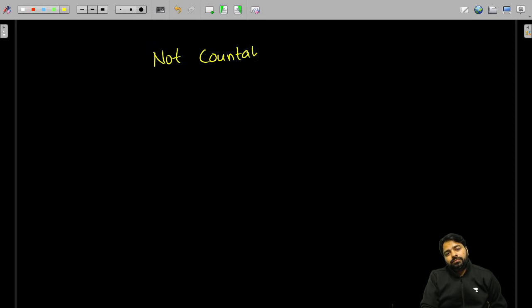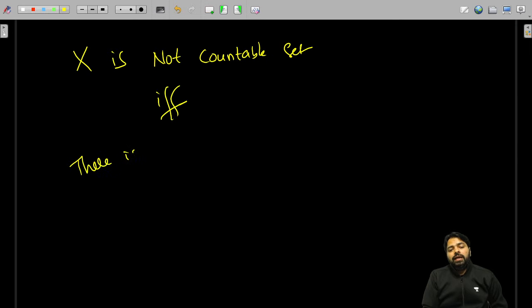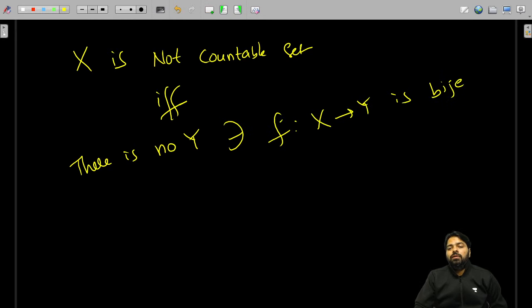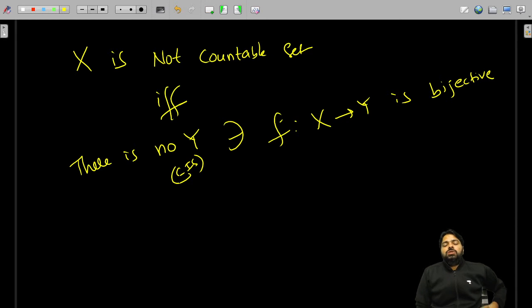When we say x is not countable, if and only if there is no y such that f from x to y is bijective. There is no bijective function in the world to map it. Y does not exist to map. There is no set y which is countable in the world. There is no countably infinite set to map as a bijective.